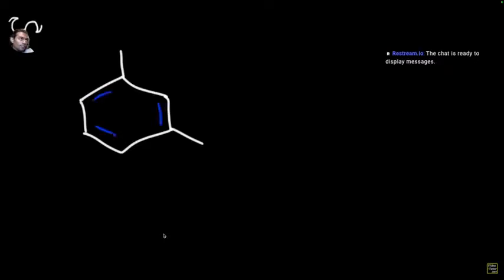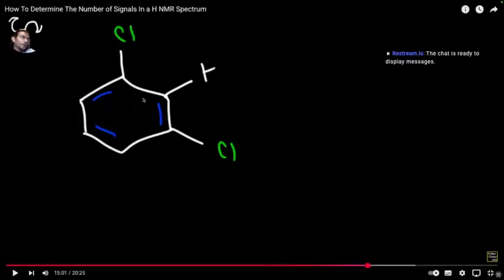Now what about this one? Meta-dichlorobenzene. Try that. So let's begin by drawing. It's going to be symmetric here. And 1, 2, 3. So H-NMR is 3 and C-NMR is 4.